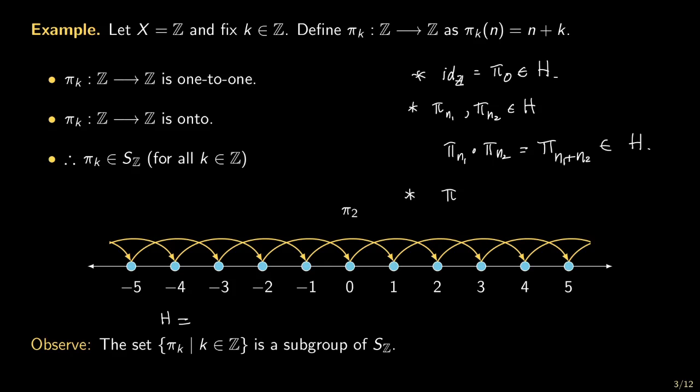Last but not least, if you have the mapping pi sub n, what is the inverse? If pi sub n moves everything n units, what's the reverse? To undo the process, you have to subtract n units, right? So therefore the inverse is also in h. Therefore the collection of all these mappings actually forms a subgroup of S sub z.